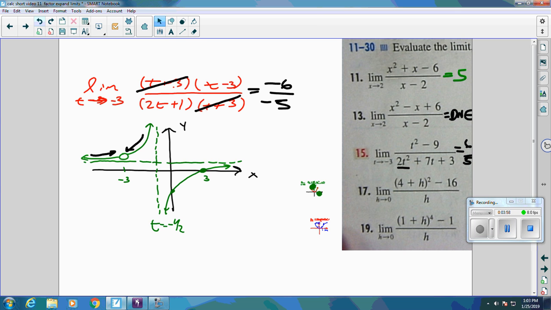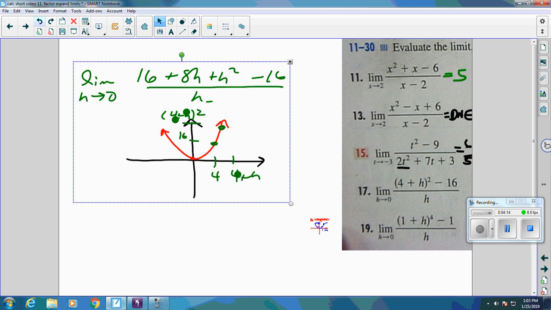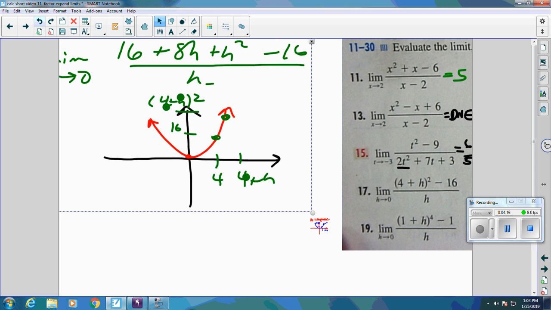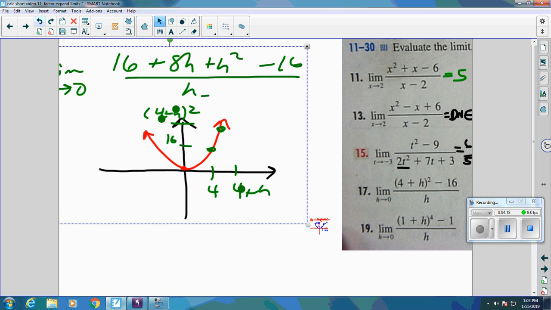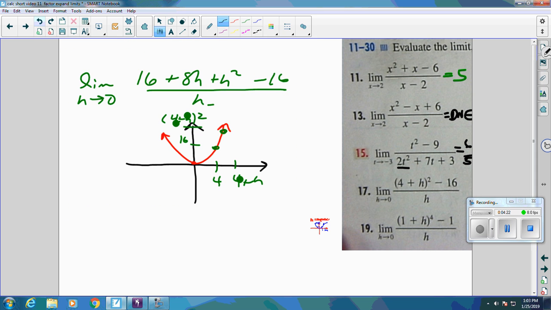All right. So far, the first 3 have all been, hey, factor them out. The next 2 are the other way, which is you look at this and you have 4 plus h, quantity squared minus 16 over h. You plug 0 into the bottom, and it does not work. So we can do this. I expand the binomial, 4 plus h squared, and I did that right here. And got 16 plus 8h plus h squared.